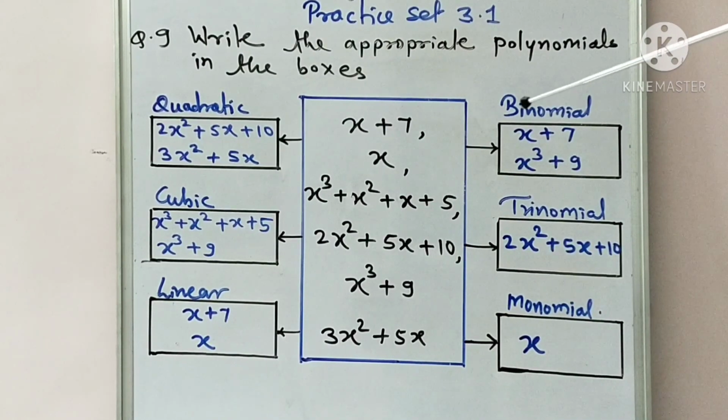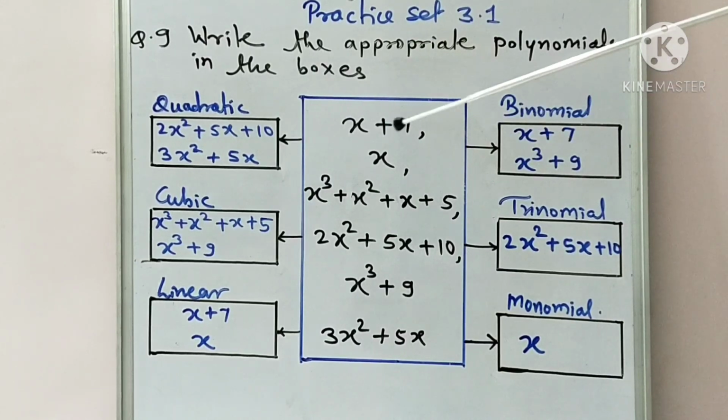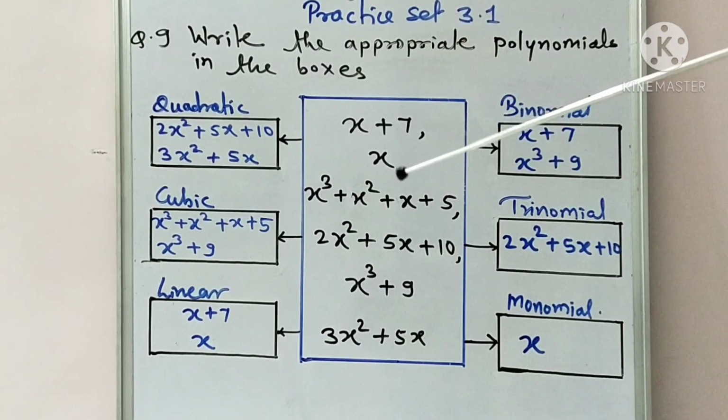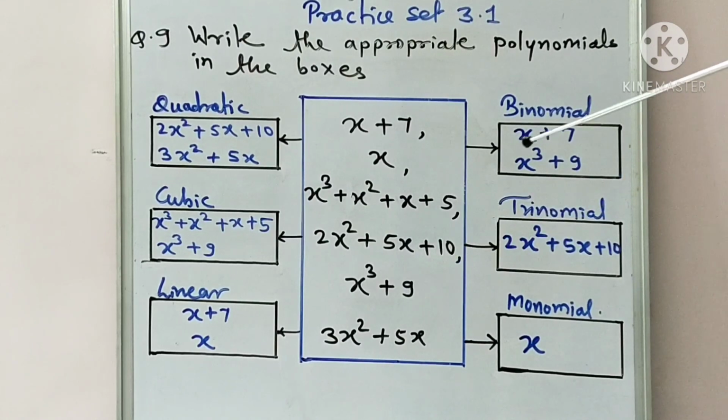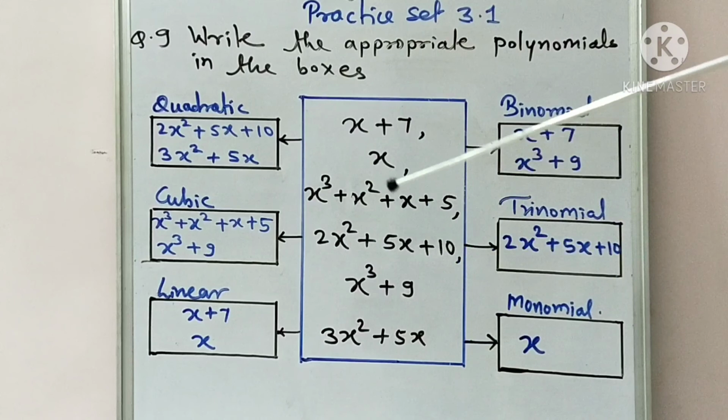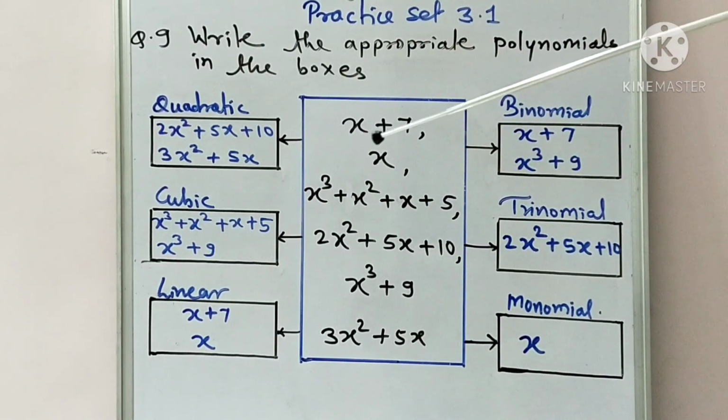Correct. Binomial, two terms are there, so x plus 7 is a binomial, and x cube plus 9 is also a binomial. Trinomial means 3 terms are there, and as you observe, the fourth one has 3 terms, so it's a trinomial. Monomial means only one term is there, so this x, the second one, is a monomial. So like this you complete the activity, like a question asked in the exam for 3 marks.